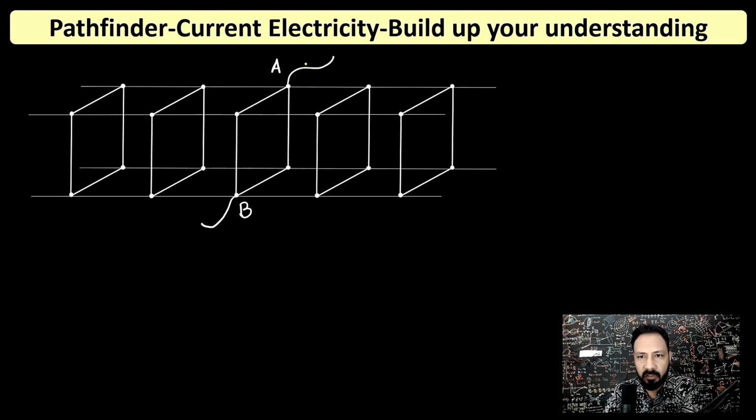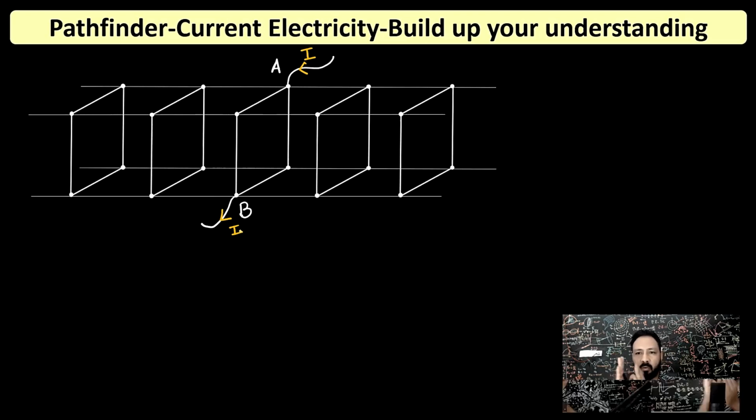So let me send current I at node A. The same current will leave from node B. The section that passes through A and B divides the whole ladder into two identical parts, the part on the left and the part on the right. Basically, it is dividing the ladder into two different infinite ladders. So both parts are identical.